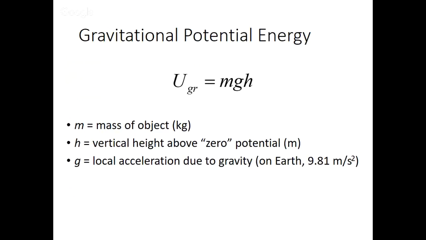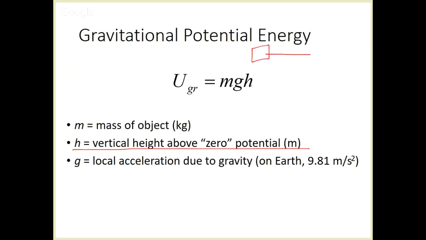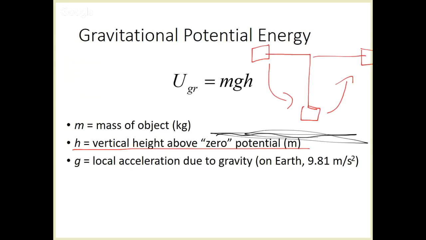One thing that I want to point out is this whole vertical height above zero potential. When you solve these problems, you get to tell me where the zero potential energy line is. A lot of times it's useful just to have it as the lowest position of the object, but it doesn't have to be. For example, if you've got a pendulum that's swinging down and back up above the ground, there's the ground. It's honestly your choice as to how you go about defining where zero potential is.